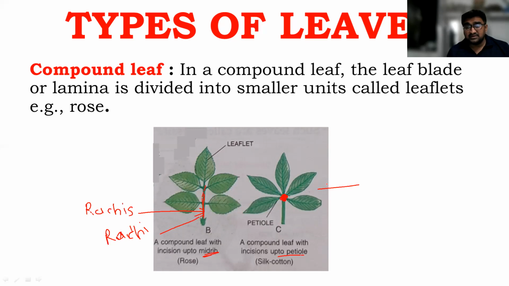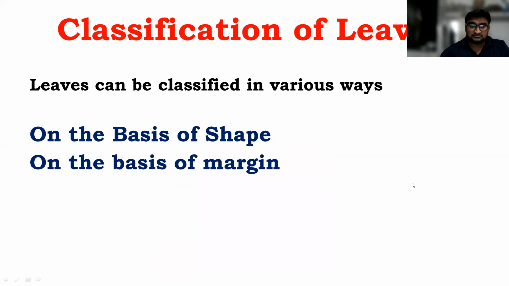Such types of compound leaves are known as palmately compound leaves, while such types of leaves are known as pinnately compound leaves. In this case the marginal incision reaches only up to the midrib, while in this case the marginal incision reaches up to the petiole. Because of that they have one common point.